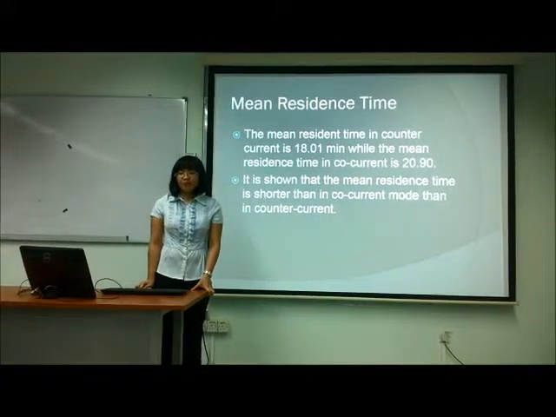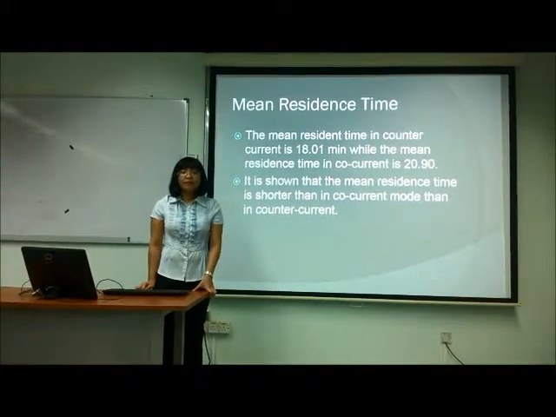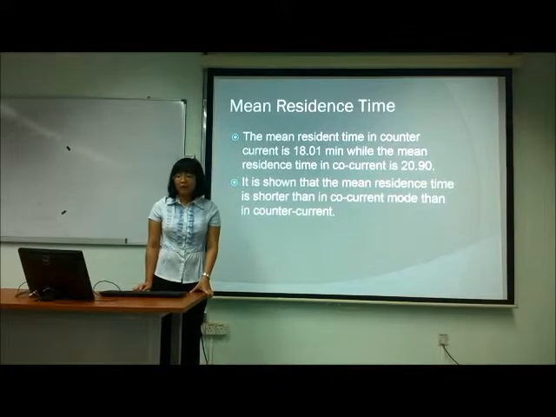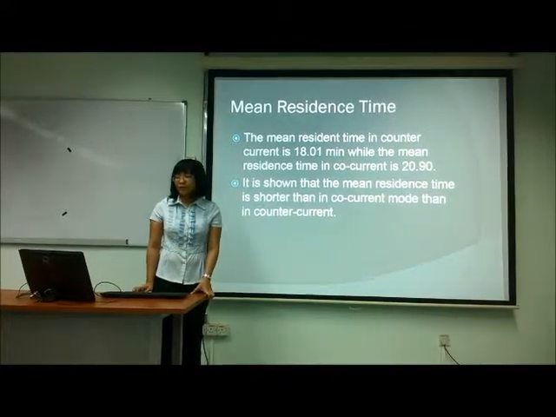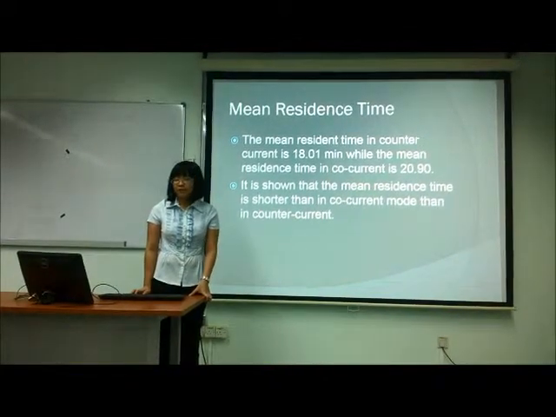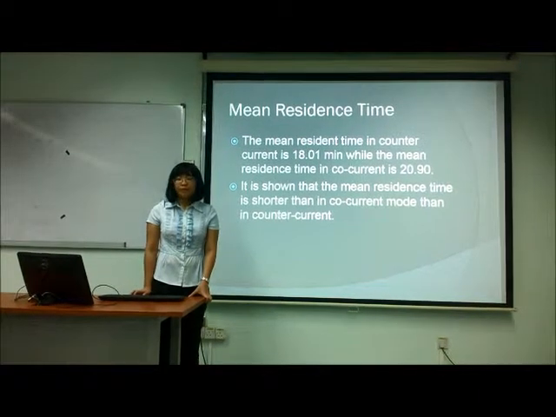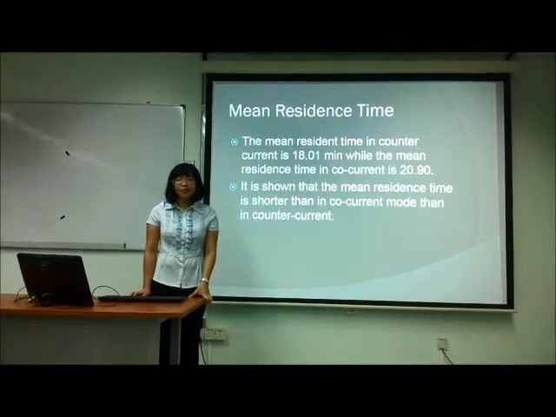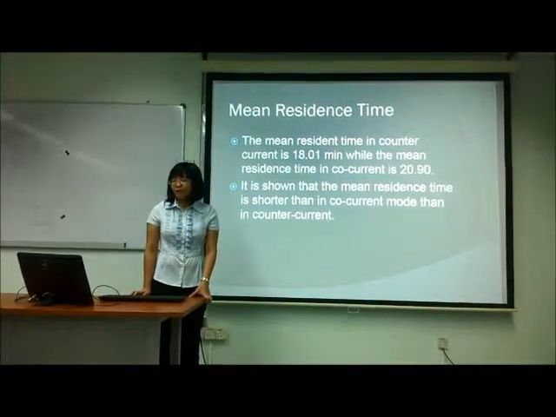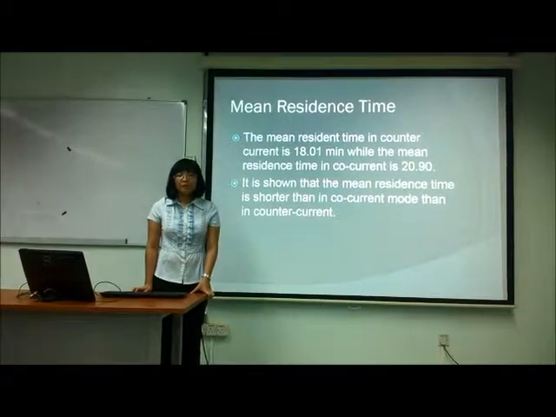Now, in the mean residence time, we can see that the mean residence time of the counter current flow is shorter than the mean residence time in the co-current. In counter current, we obtain a mean residence time of 18.01 minutes, while in the co-current, we obtain a time of 20.90 minutes.